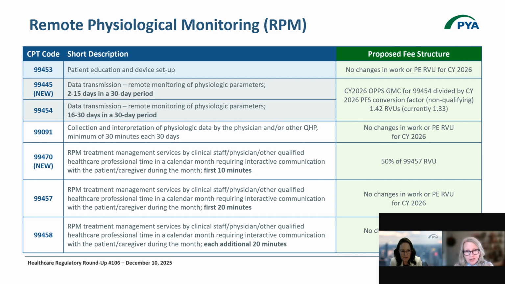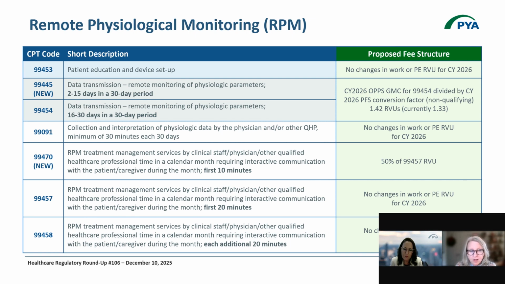Now there is a new reimbursement under 99470 that provides reimbursement for the first 10 minutes of treatment management services. Still, remember, for RPM, you have to have at least some form of direct interaction with the beneficiary to bill for this code. That still holds true for 99470, but we've lessened the time down to 10 minutes. So again, it can be 5 minutes of direct interaction with the patient, and then 5 minutes of other work done on behalf of the patient. That's still going to work.